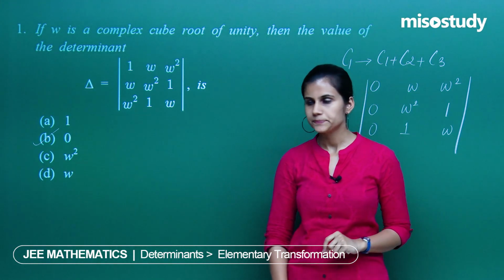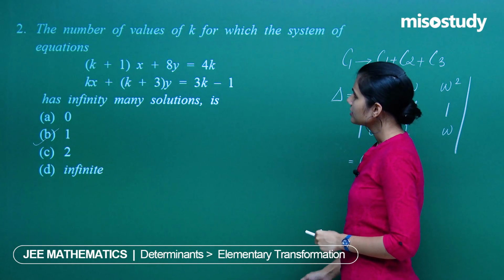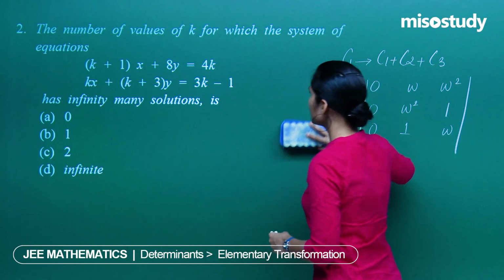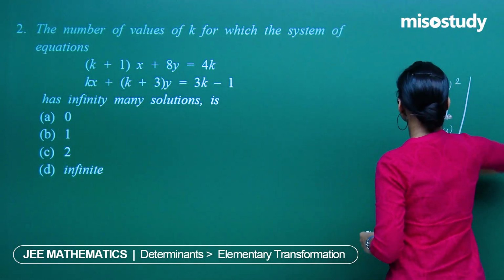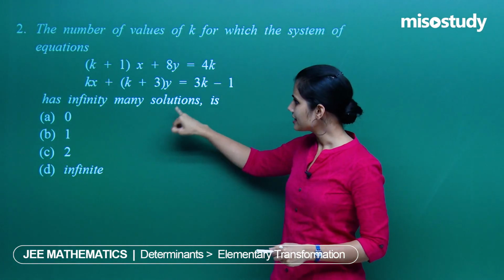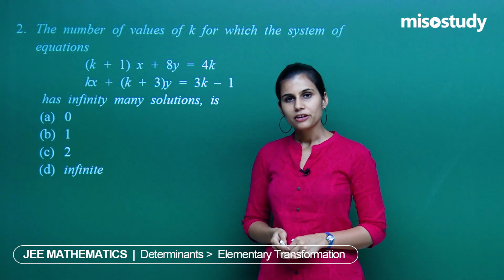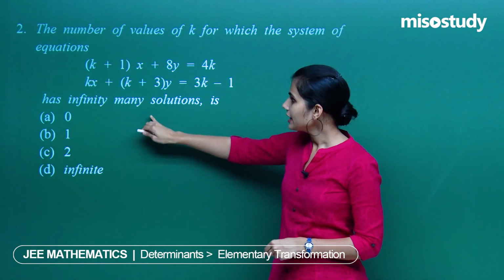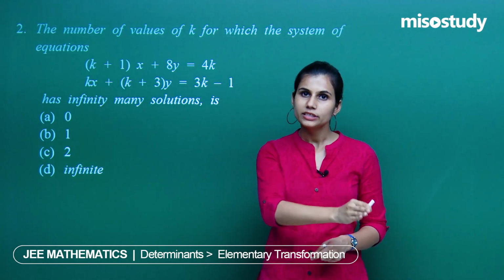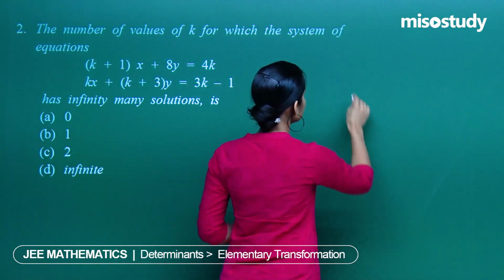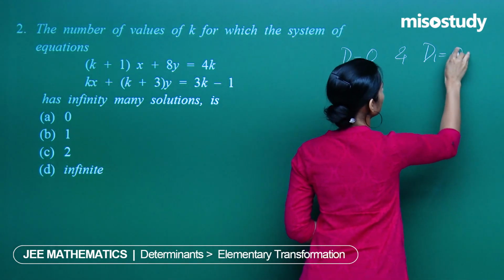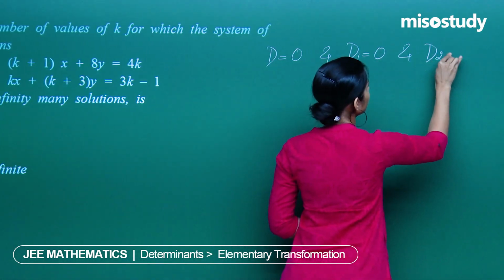Next question says: find the number of values of k for which this system of equations has infinitely many solutions. You are given two equations and it is said that this has infinitely many solutions. By Cramer's rule, if you recall, if the system has infinitely many solutions, that means D equals 0, D1 equals 0, D2 equals 0.